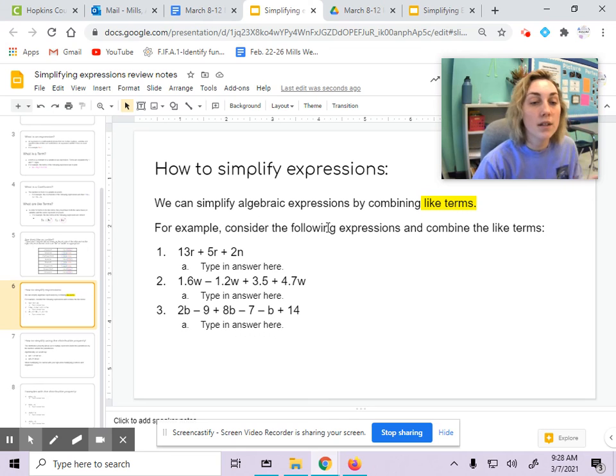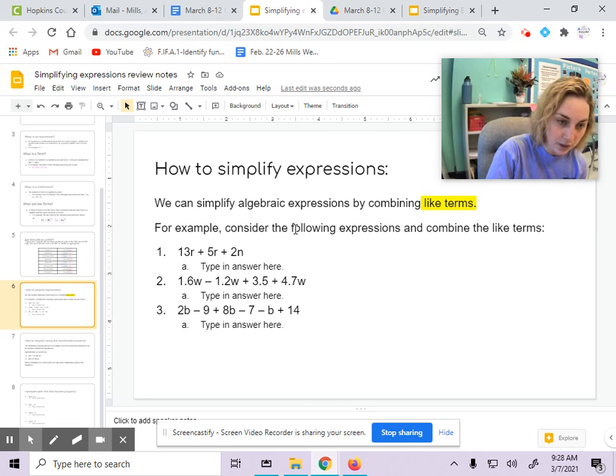All right, so now let's talk about again how to simplify expressions. I told you we would be doing more examples of this. So to simplify these expressions, you have to combine the like terms. So let's look at number 1 real quick. We have 13r. We're going to add that by 5r, and then we're going to add that by 2n.